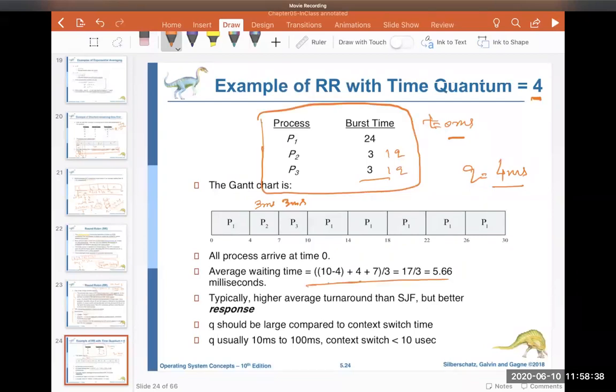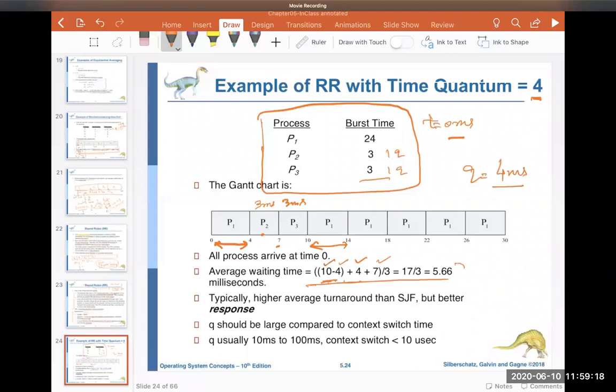So the waiting time for P2 is 4 because it started after 4, and for P3 it is 7 because it started at 7. For P1, the process was allocated already and then started again at 10, so the total waiting time for P1 was 10 minus 4, so it's 6.